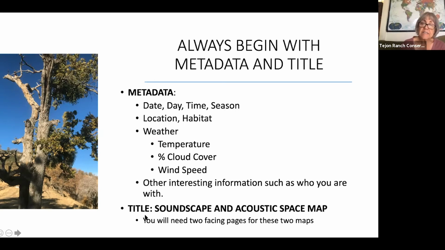The title of this lesson is called Soundscape and Acoustic Space Map. You're going to need 2 facing pages to make these 2 separate maps. But remember, these maps are related to each other. One, you're drawing what you think the sound is like, and the other one you're drawing its volume and pitch.